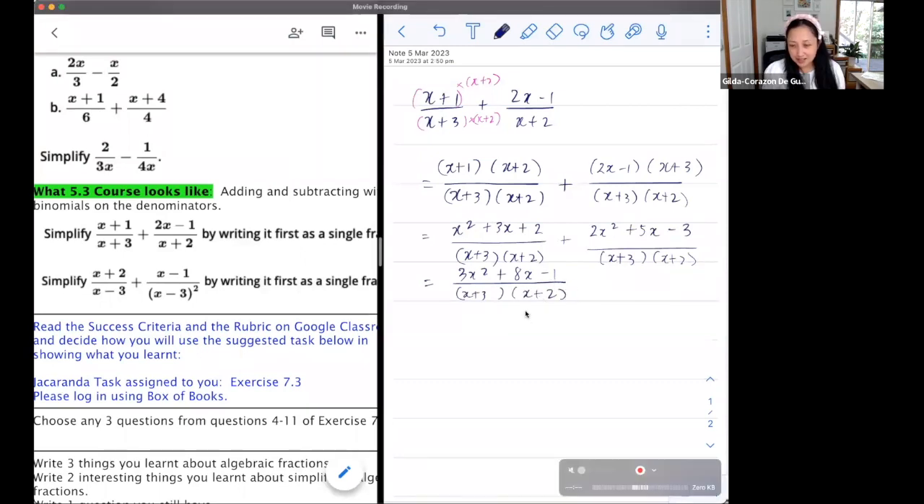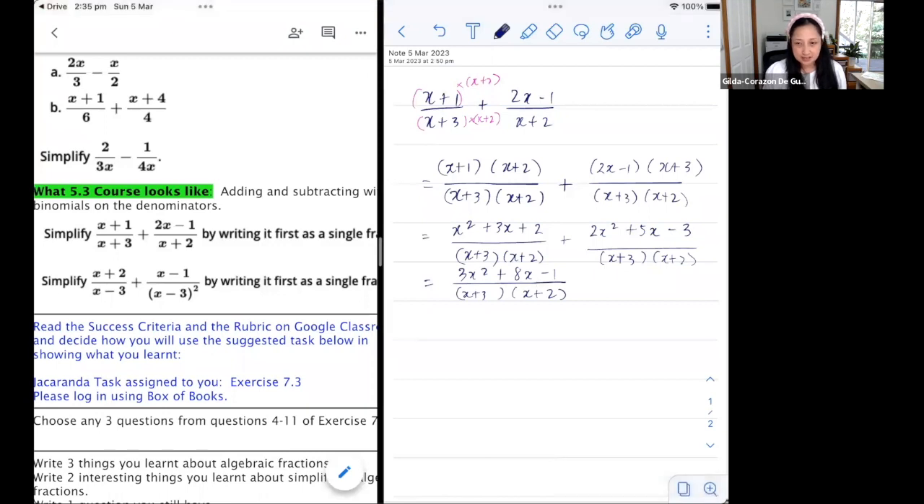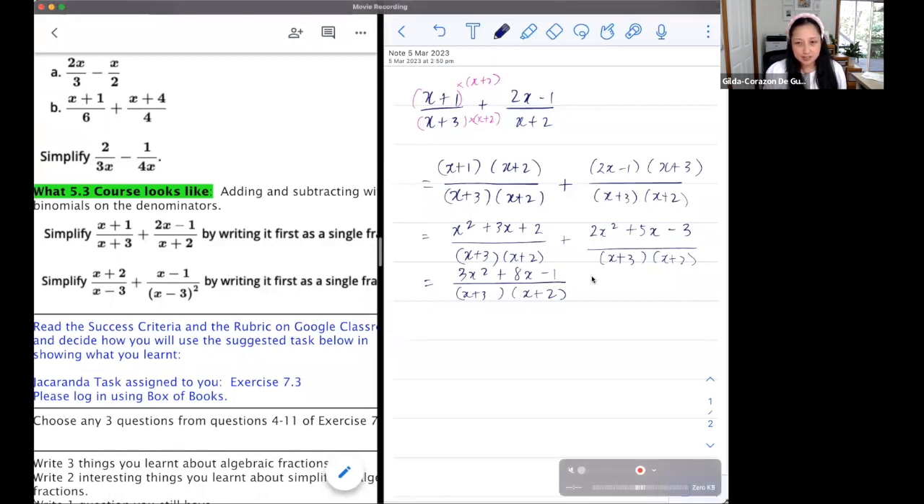That's our answer there. Now, maybe you could say, let me find out if I could factorize this, and maybe one of the binomials would end up canceling the other. Let's try. We've got the AC test. We've got 3x squared times negative 1. That's negative 3x squared. Do you have any factors of negative 3 that when you add, you get 8? I don't think so. And therefore, you just leave it as such, 3x squared plus 8x minus 1.